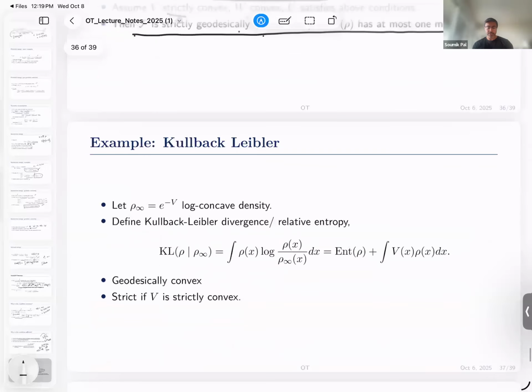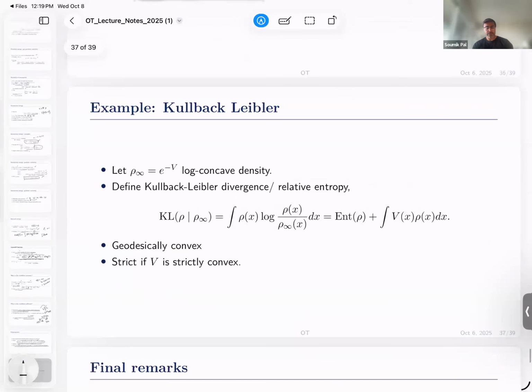So a quick example of this is Kullback-Leibler. This is a very important function. Take rho infinity to be e to the power minus V. This is my density, and assume that this density is a log concave density, which means V is convex. The Kullback-Leibler divergence, or relative entropy, is the following function. For any rho, f of rho is the integral of rho(x) log of rho(x) over rho infinity(x). And if you simplify this, you get that this is the entropy of rho plus this linear function, the integral of V(x) rho(x) dx.